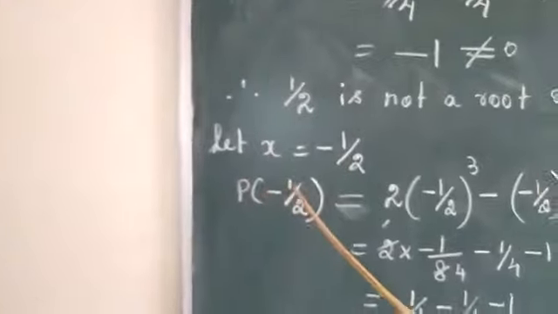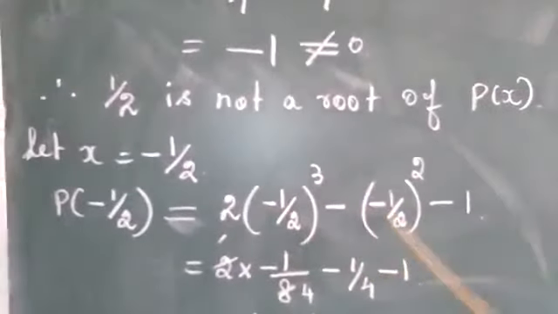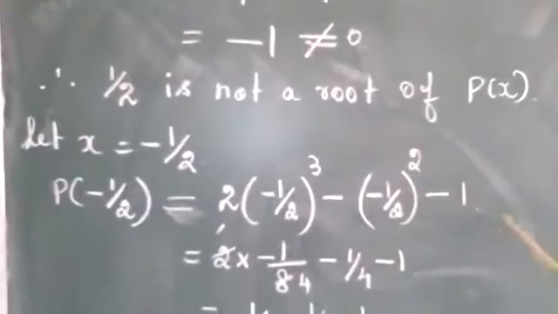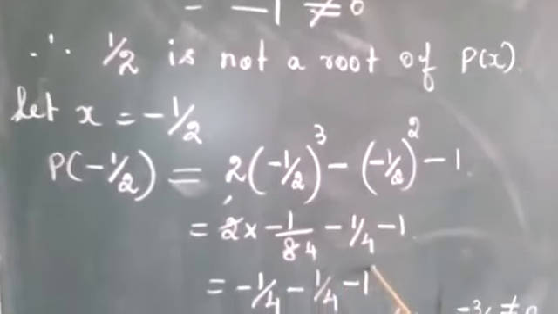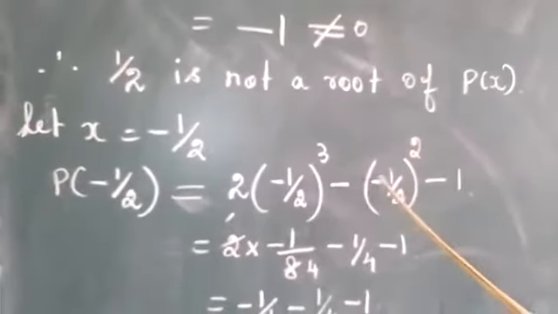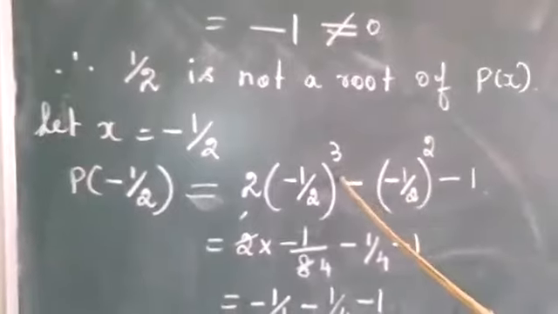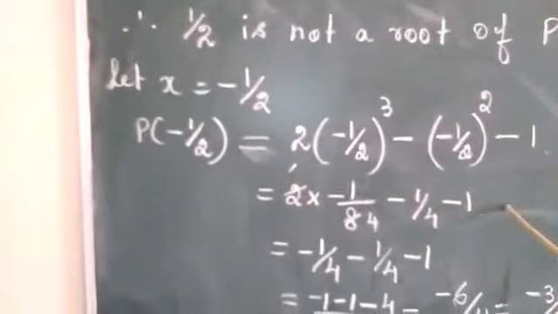If we substitute, p of minus 1 by 2 is equal to 2 into minus 1 by 2 the whole cube minus 1 by 2 the whole square minus 1. That is equal to 2 into minus 1 by 8 minus 1 by 4, because when you are squaring, the negative will change into positive, but there is a negative sign outside, so minus 1 by 4 minus 1.